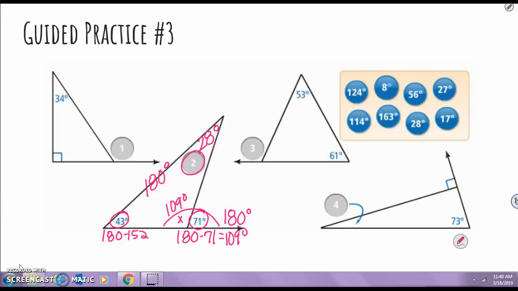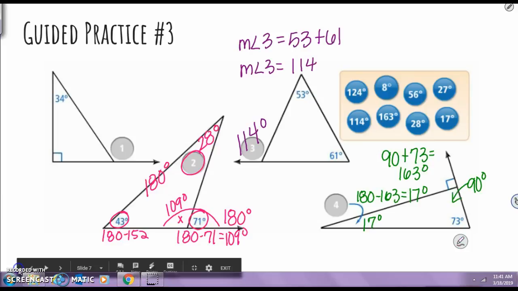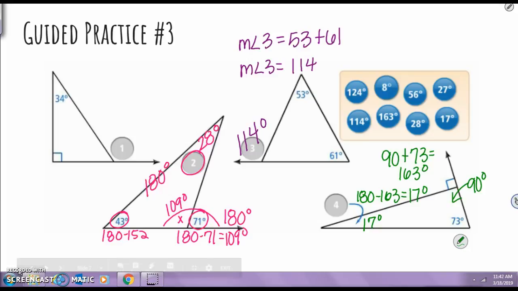Try 3 and 4 on your own. For number 3, I know that the measure of angle 3 equals the two non-adjacent angles, which are 53 and 61. 53 plus 61 is 114. So the exterior angle 3 is 114 degrees.